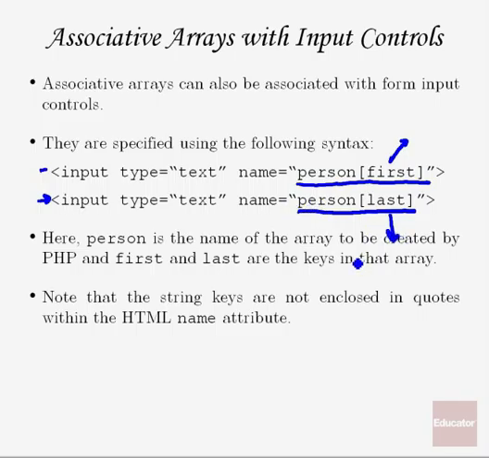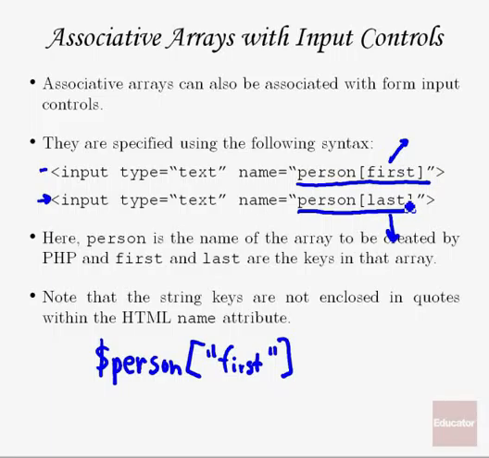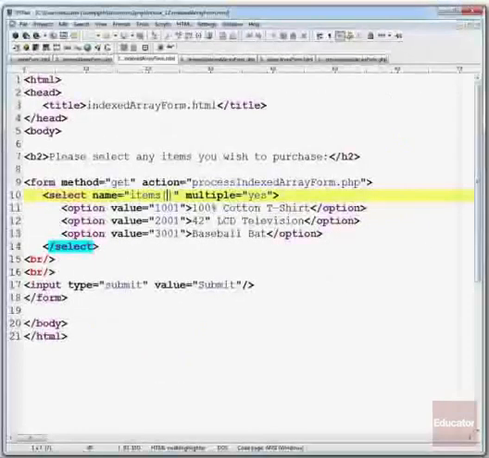One thing to note is that when you reference something in an associative array in PHP code, you enclose the key in quotation marks. When you do this in HTML, you don't do that. You leave out the quotation marks, and PHP will know how to handle that. So let's take a look at how associative arrays work.